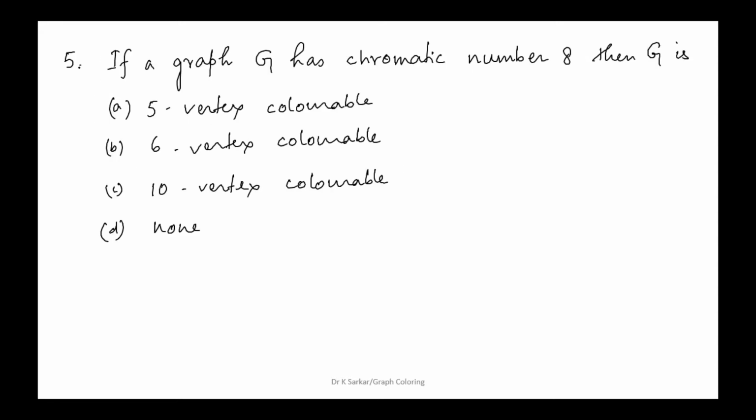Question number 5. If a graph G has chromatic number 8, then G is 5 vertex colorable, 6 vertex colorable, 10 vertex colorable, none. The chromatic number of G is 8, and in the options, more than 8 is 10. Option C is the correct answer.